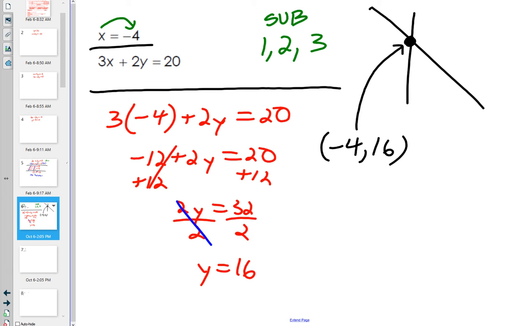What does the order in ordered pair stand for? If we use A's and B's or C's and D's, what do you do? Well, with X and Y, we know the order. The X comes first and then the Y. But if we were to use two different letters, what order would we have to write them in? Alphabetical.